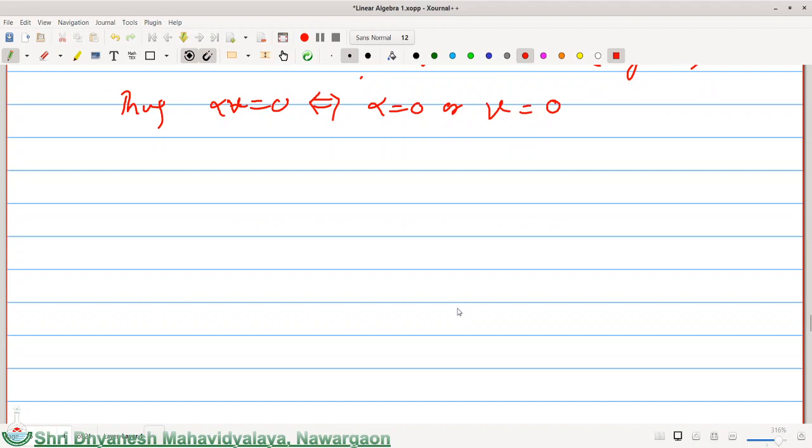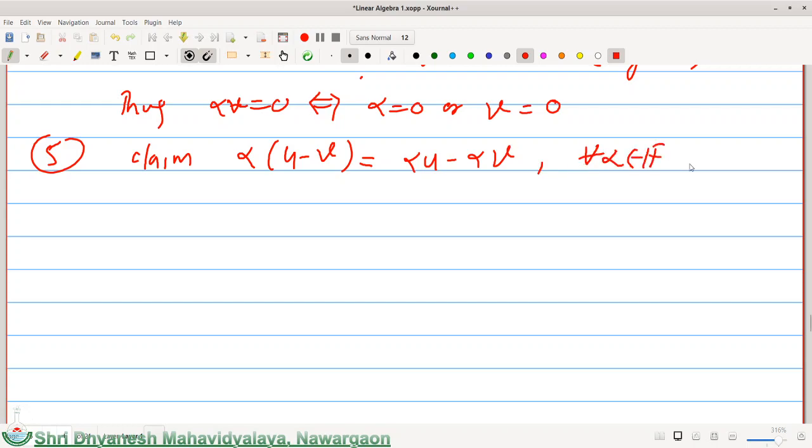Next, number 5, I think. Yes, number 5. What we have to prove here? Claim: alpha into (u minus v) is equal to alpha into u minus alpha into v. These are the distributive properties, distributivity, for all alpha belongs to field F and for all vectors u, v of V.